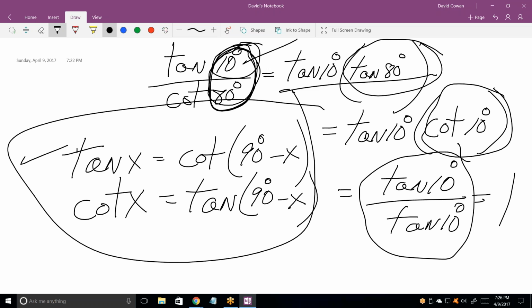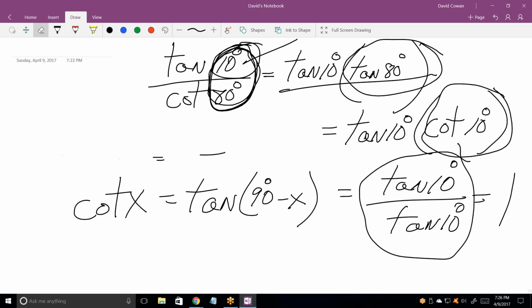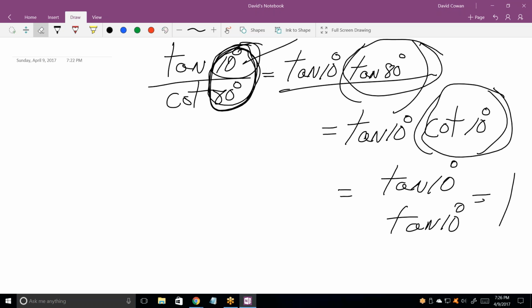Okay. Let me think if I did too many steps, because I might have. Yeah, I did. Notice, I can do all of this in one step. I didn't need to do all those steps. Let's back up a little bit.